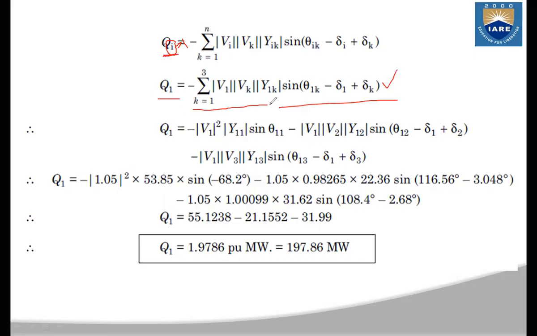Then you expand the summation term from k equal to 1 to 3, so that you get this equation finally. Now in this equation, you know all the values: magnitude of V1 you know, y11 you know, theta 11 you know. All the values are known here, so simply you substitute all the values in this equation. Then you will get the slack bus reactive power, which is Q1 equal to 1.9786 per unit. Not in megawatts, but per unit. If you want it in megavars, you simply multiply with 100 so that you get 197.86.